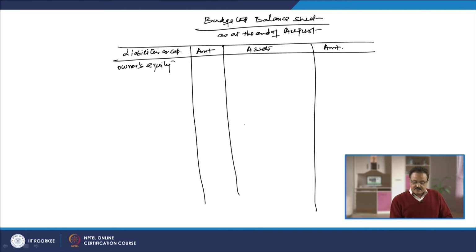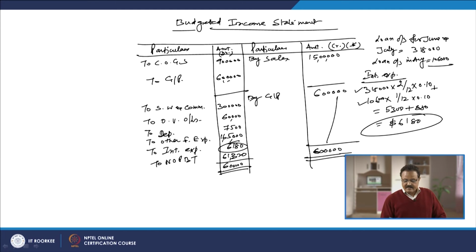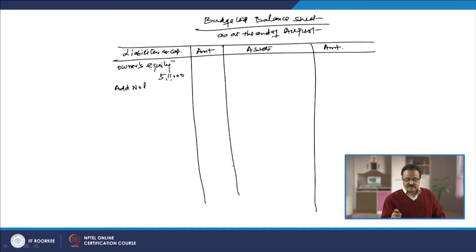So, this is owner's equity, put it in the inner column, do not take it to the outer column, 5,11,000 dollars. In this, now you have to add something which is called net operating profit. This is net operating profit before tax, and how much is the net operating profit before tax? We have calculated that amount here, it is 61,320. We have to add it back into the capital.